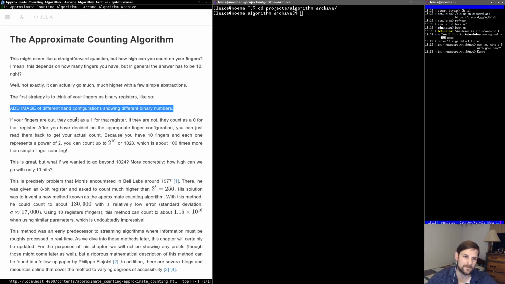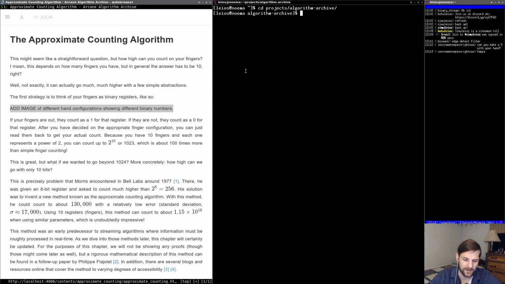And then say, if your fingers are out, they count as a 1 for that register. If they're not, they count as a 0 for the register. After you've decided on the appropriate finger configuration, you can just read them back and get your actual count. Does that actually make sense? Is that understandable?